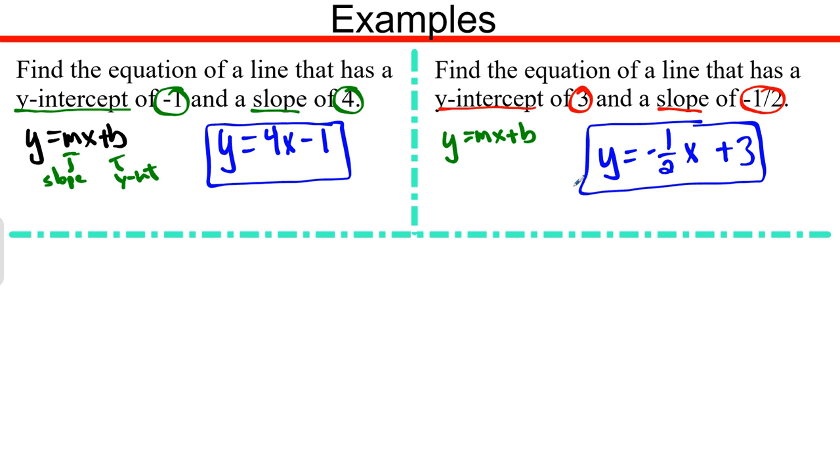The correct answer is y equals -1/2 x plus 3. They gave us the y-intercept of 3, which we plugged in for our b, and they gave us the slope of -1/2, which we plugged in for our m.